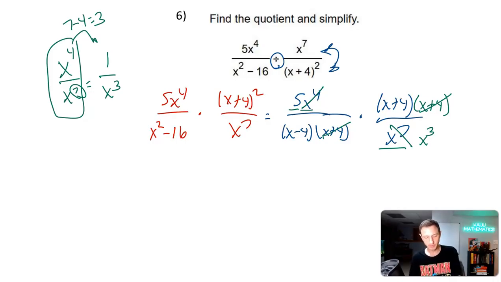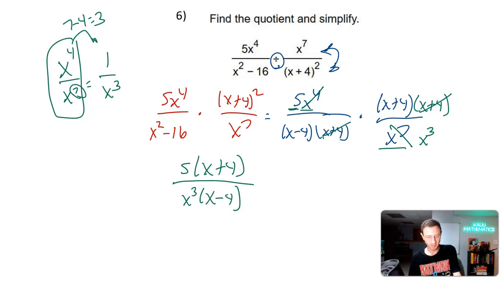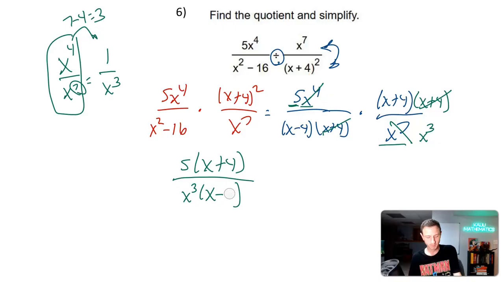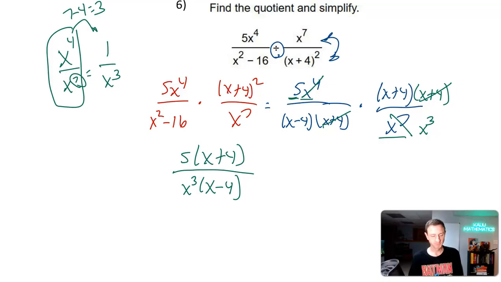And nothing else. So let's write this out. We have 5 times x plus 4 over x to the 3rd times x minus 4. And there are no other simplifications. x plus 4 over x minus 4 are not the same, so that is not going to simplify.